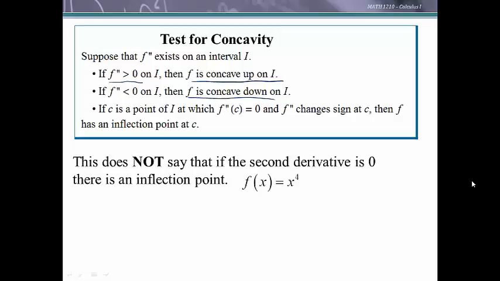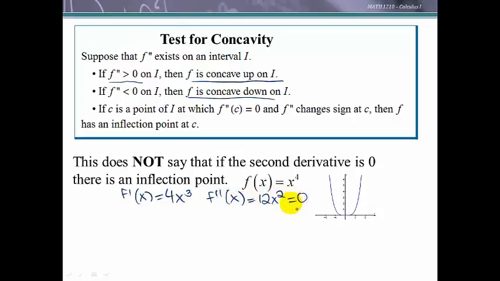Here's an example. If we found the second derivative of x to the fourth, we could take the first derivative by doing the power rule, power out in front, decrease the power by 1, and then take a derivative of that to get the second derivative, and that's going to be 12x squared. If we figured out where that equals 0, it equals 0 at 0, but we see right here that 0 is not an inflection point because this entire graph is concave up. It never does change concavity, and an inflection point is a point where it changes concavity.